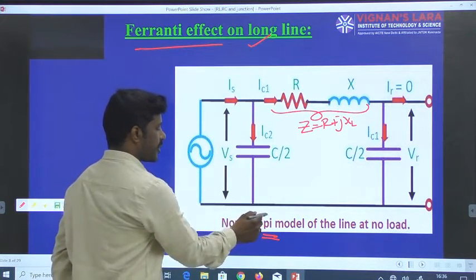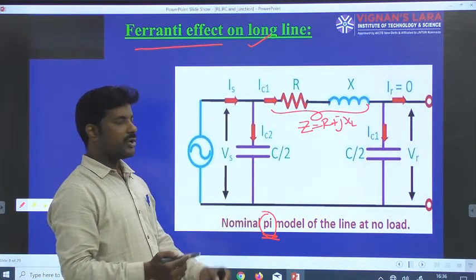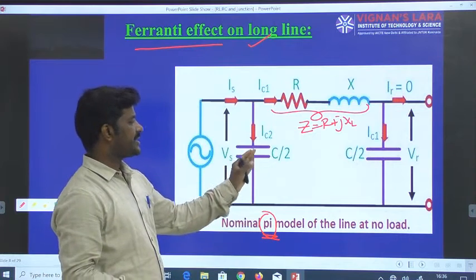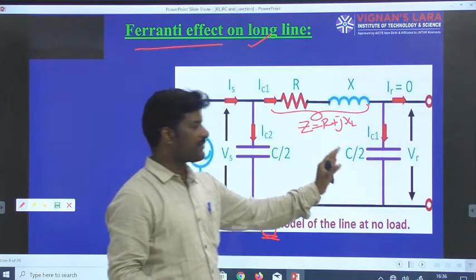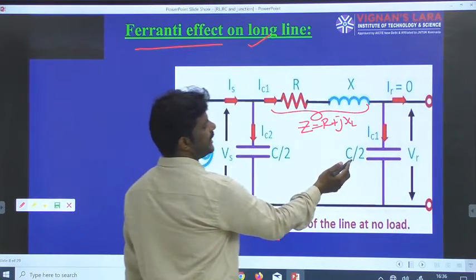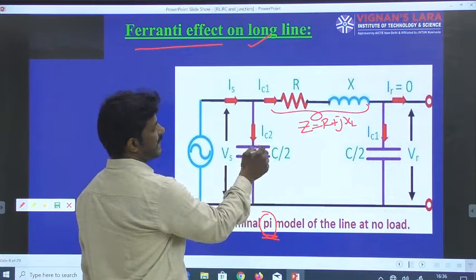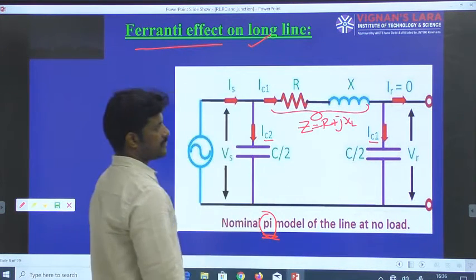Since it is a nominal pi representation, the capacitance is equally divided and placed one half nearer to the sending end side and the other half nearer to the receiving end side, like this, C by 2 and C by 2. So the currents passing in them are identified to be IC2 and IC1.